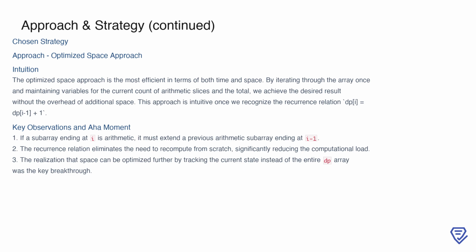The intuition behind this approach lies in recognizing that arithmetic subarrays naturally extend from previous ones when the common difference remains unchanged. By iterating through the array just once and maintaining two variables, one to track the current count of arithmetic slices and another to accumulate the total count, we eliminate the need for additional space while leveraging the recurrence relation dp[i] equals dp[i-1] plus 1. This realization streamlines the computation process.